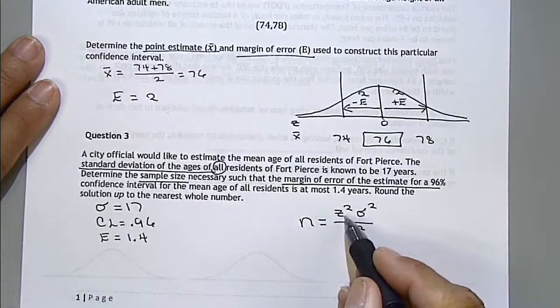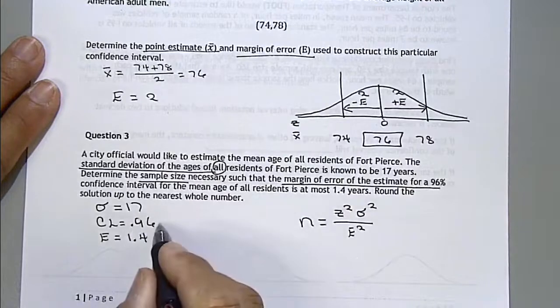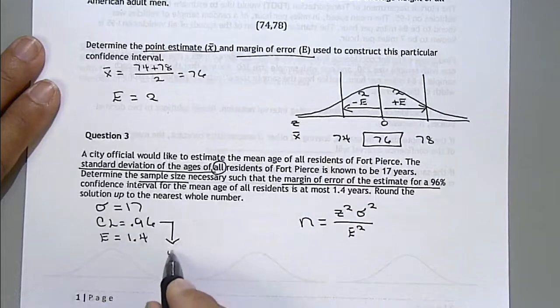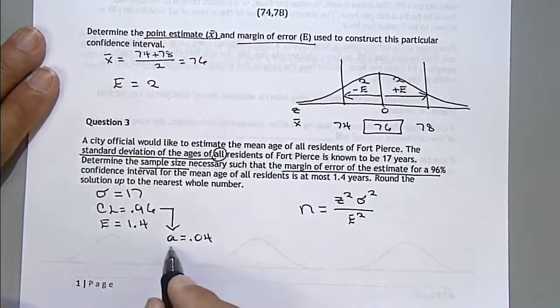Do I know z? Well, yeah, they gave me the confidence level. I can get z, right? Here's how I do it. Confidence level is 96. Alpha is equal to 0.04. Everybody knows how I got there, right? What's alpha divided by 2?